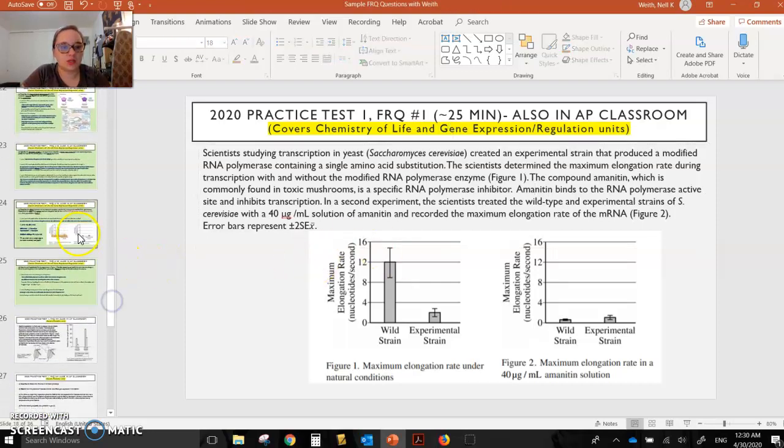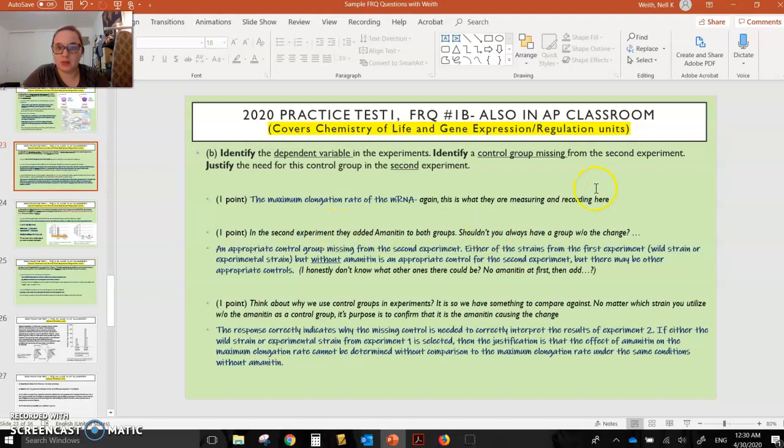So that's what they're looking for in B, the second part here, appropriate control group, either one of the strains from the first experiment, but without amytin. So you could say, oh, the wild type strain without amytin compared against the wild strain with amytin added. You need to have that control there. That would be your negative control if you're thinking about that. If I don't add this, I should not see a change, okay? Or they said, but there may be other appropriate controls.